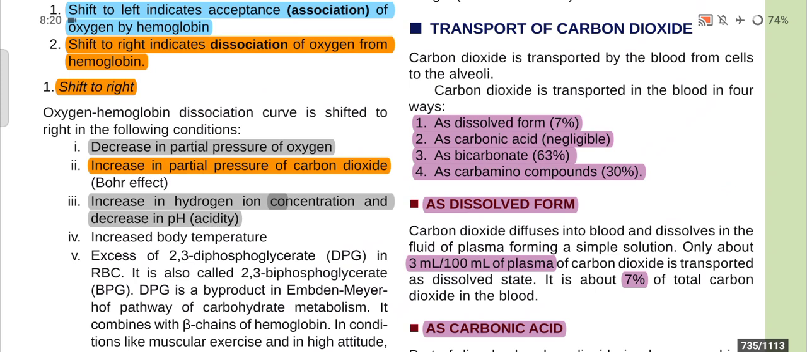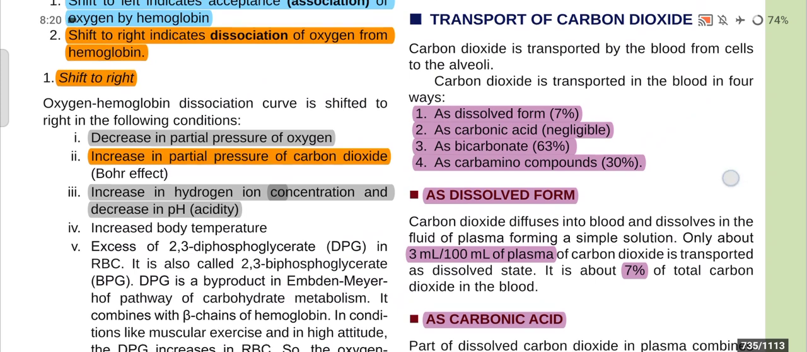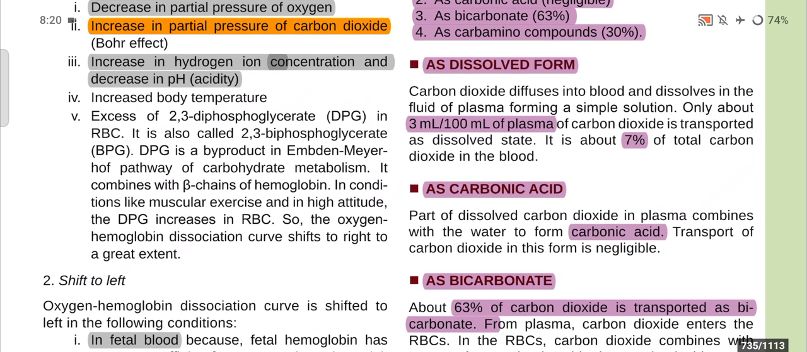First, as dissolved form, the carbon dioxide diffuses into the blood and dissolves in the fluid of plasma, forming a simple solution. Only about 3 ml per 100 ml of plasma of carbon dioxide is transported in the dissolved state, and it is about 7% of total carbon dioxide in the blood. Now, as carbonic acid, part of the dissolved carbon dioxide in the plasma combines with water to form carbonic acid, and transport of carbon dioxide in this form is negligible.